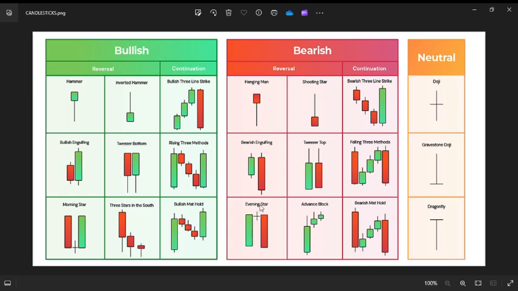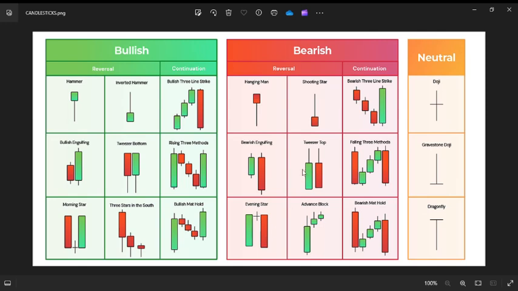Then we have the evening star. The evening star usually forms at the end of an uptrend and is most effective on a resistance level. So when the market is moving in an uptrend and goes to a resistance level, and then an indecision candlestick forms, followed by a strong opposite candlestick, that is a bearish candlestick, then you should know that the market is about to move to the downside, or the sellers have taken control of the market.